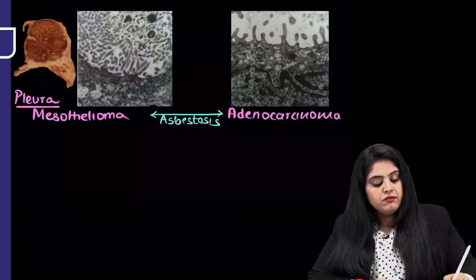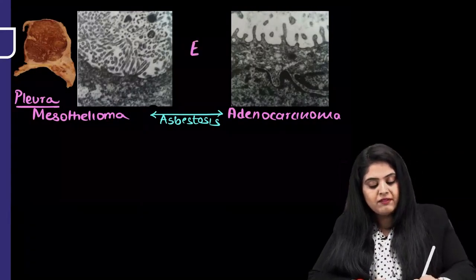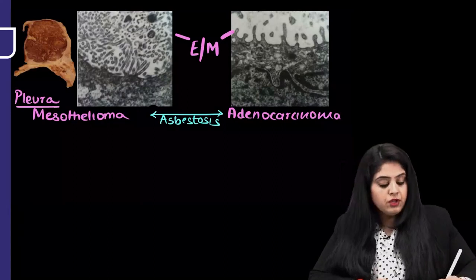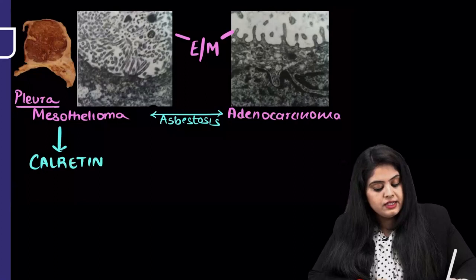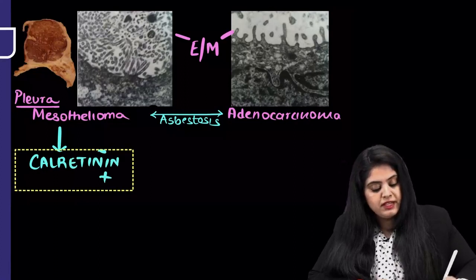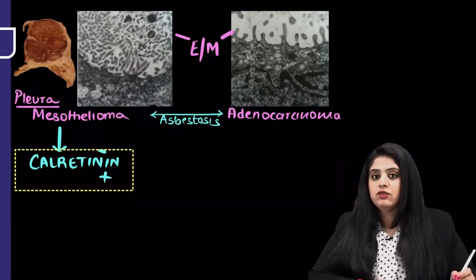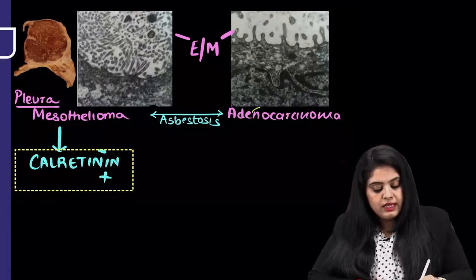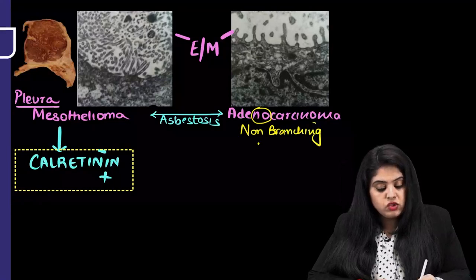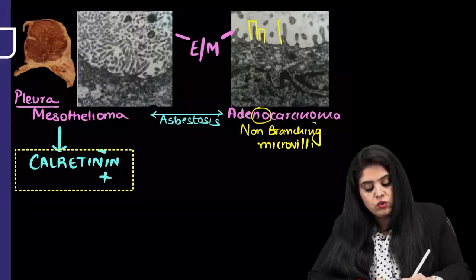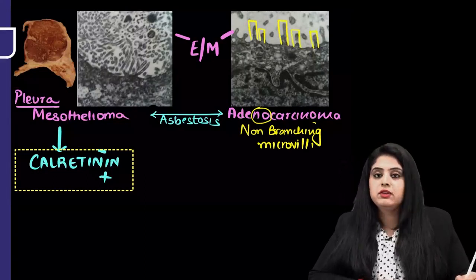So please remember, for mesothelioma, either the electron microscopy will be able to save you, or there is a marker known as calretinin. Calretinin positivity is what you see for mesothelioma. Very, very important. And how does the electron microscopy help you? So, look, adenocarcinoma: no means no. Are you going to see any branching? No, you see no branching. Non-branching microvilli. Over here, you are going to see short, non-branching microvilli.